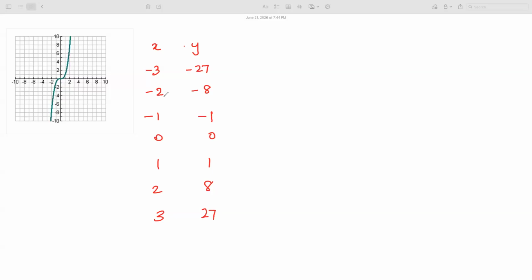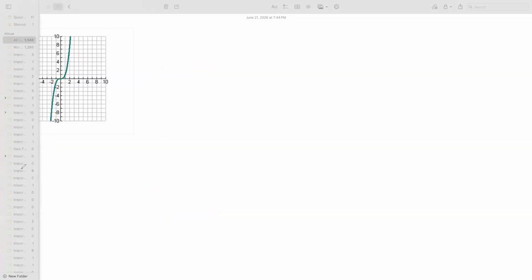So see here, -3 goes to -27. We don't even know where it goes. That's the problem. -27. And then -2 is -8, and then -1 is -1. 0 is 0. 1 is 1. 2 is 8. And then 3 is 27. Make sense, guys? So this is a cubic function.